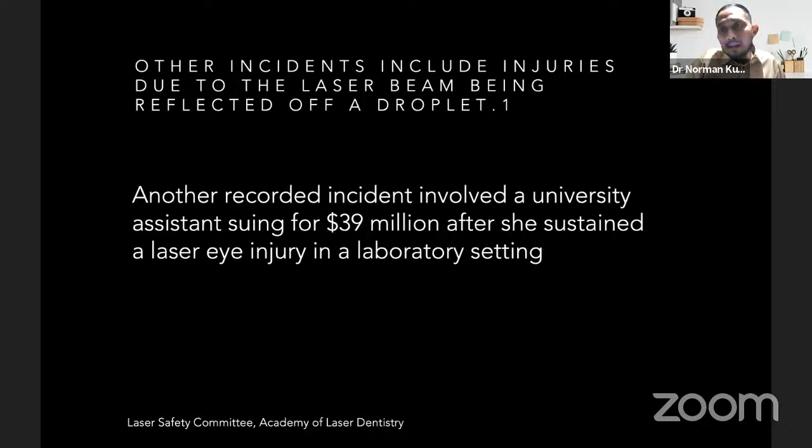for 39 million after she sustained a laser eye injury in a laboratory, because the professor failed to notice the assistant was not using laser safety. The professor was focusing on this area, and the assistant was 2 to 3 meters away, so it would not harm her eye. But the professor didn't notice that the laser can also be reflected off a droplet. So we must be safe from the radiation, and we need to understand the laser bio interaction and safety.